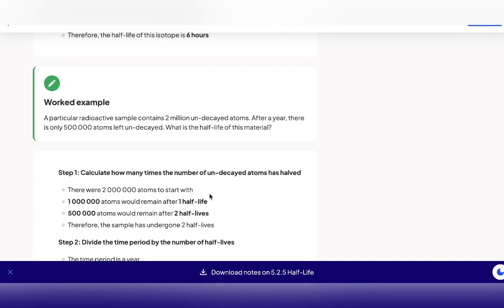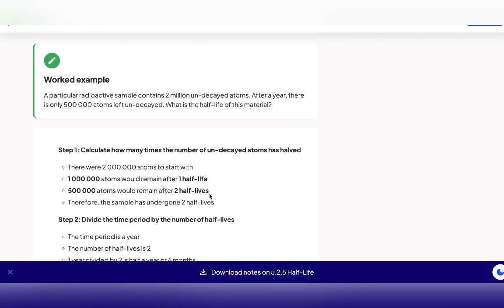Now let's take a look at another example that does not involve a graph in the exam. A particular radioactive sample contains 2 million undecayed atoms. After 1 year, there are only 500,000 atoms left undecayed. That means 1.5 million has decayed. What is the half-life of this material?